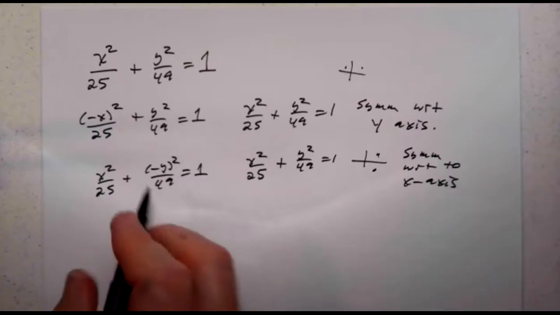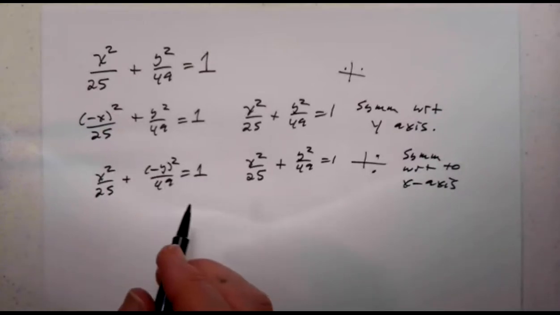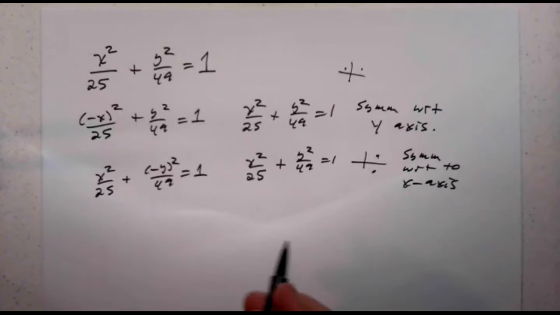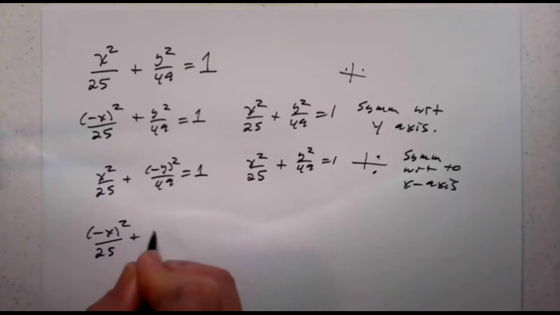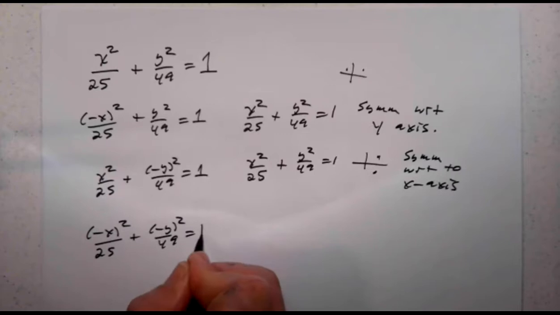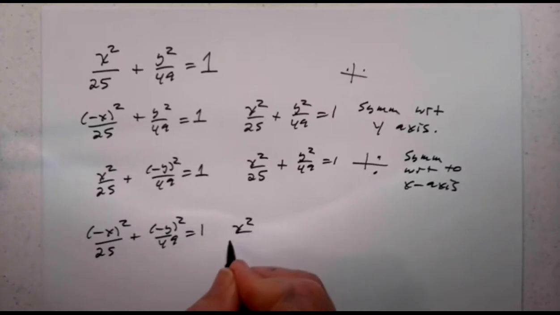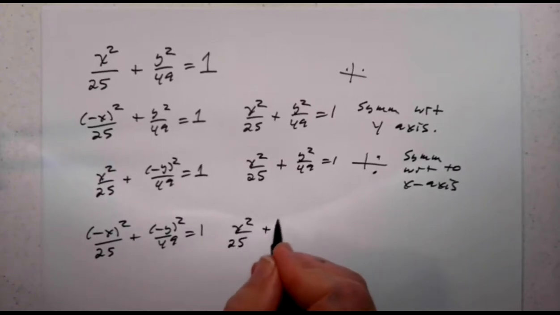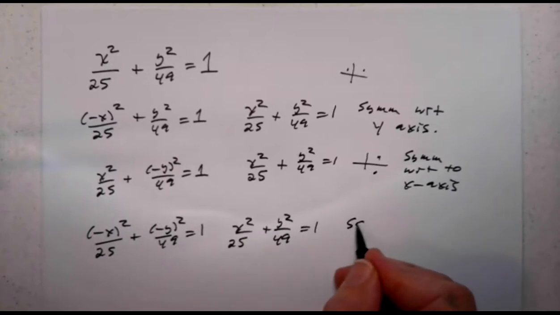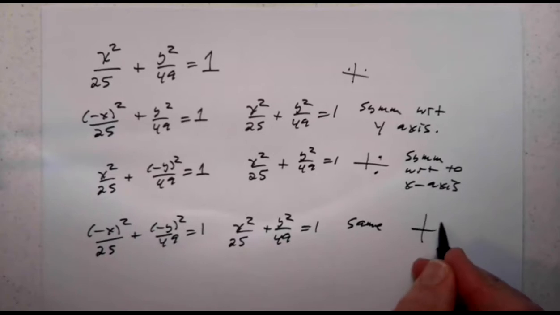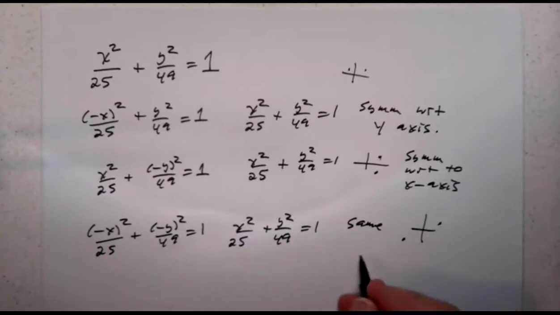How about I replace them both, right? Replace both x with negative x and y with negative y. That's how we check to see if it's symmetric with respect to the origin. That gives me negative x squared over 25 plus negative y squared over 49 equals 1, which becomes x squared over 25 plus y squared over 49 equals 1. Again, that's the same. Replace x with negative x and y with negative y. That's the same. So that is symmetric with respect to the origin.